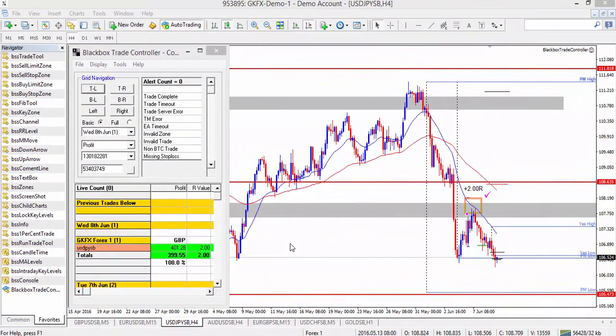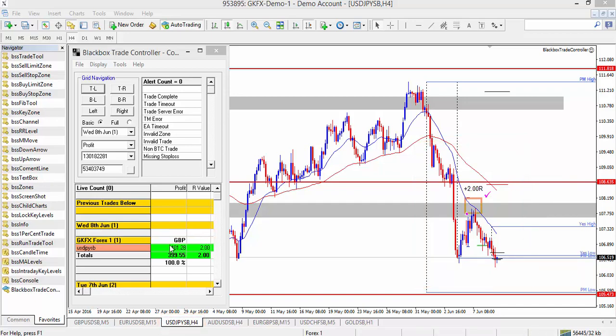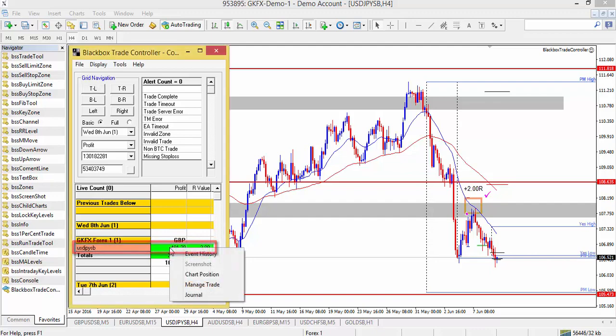The Trade Journal feature allows the user to assign a category to a trade along with a comment. For this demonstration, we will assign a category and comment to a completed trade. The trade is shown here and took place on the $yen 4-hour time frame. To access the Trade Journal feature, click the trade entry on the grid and select Journal.